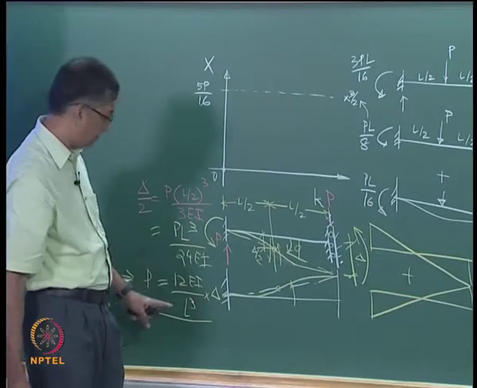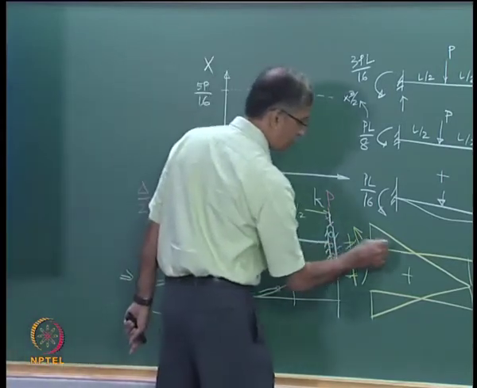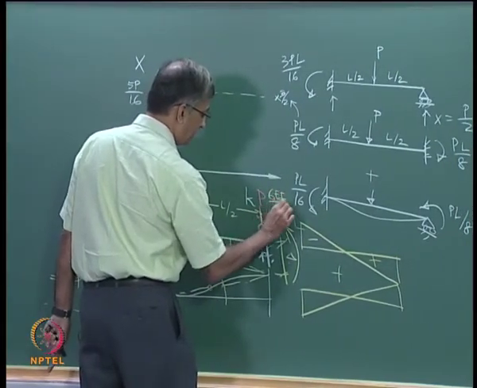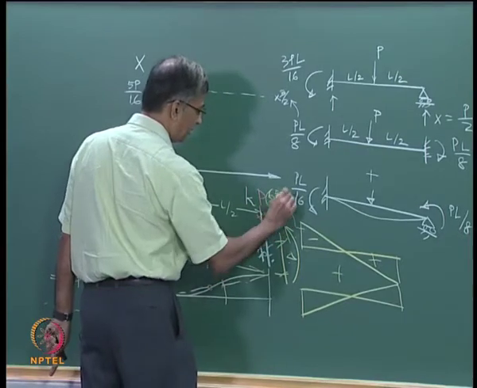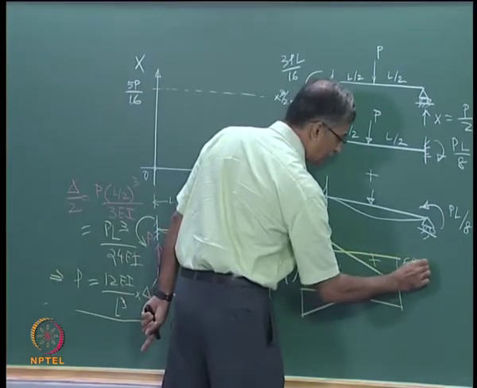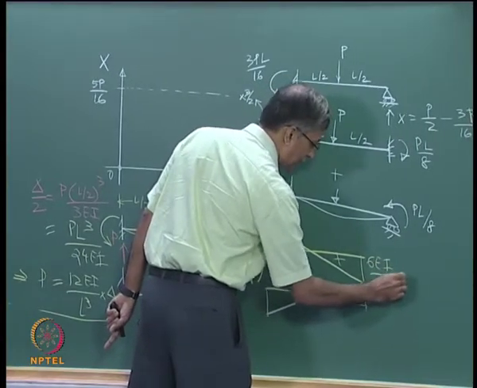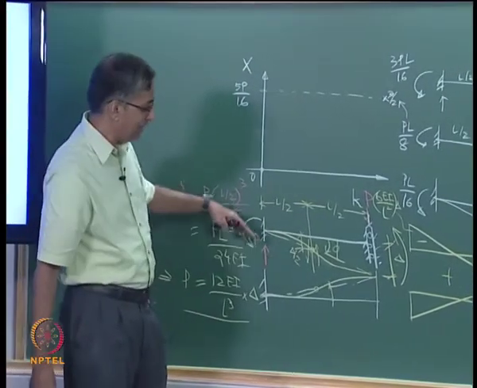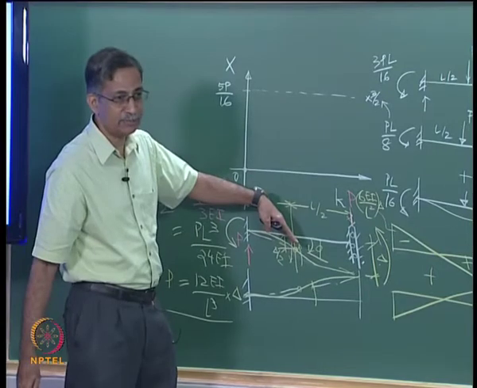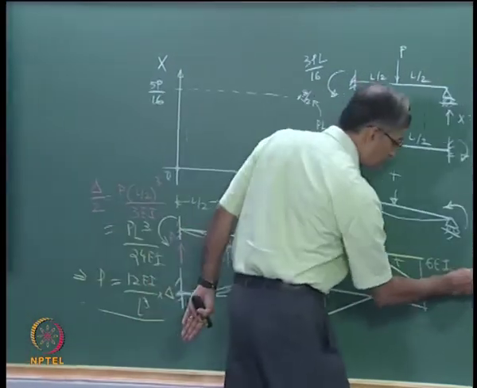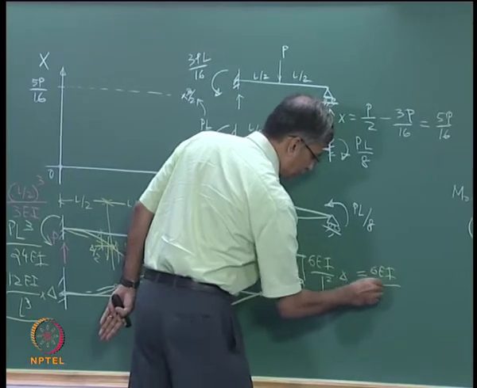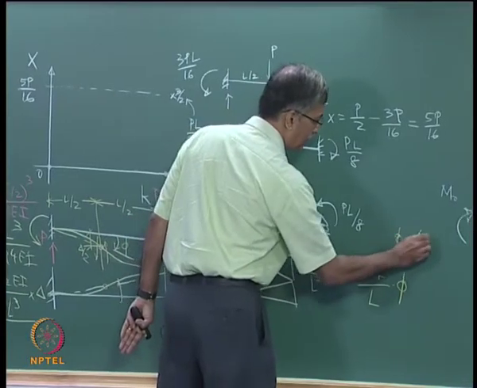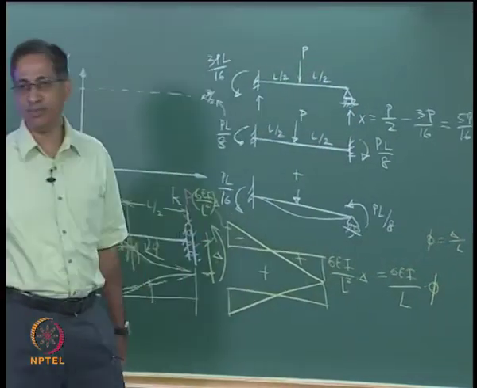P into L by 2 is how much if P is this? So it turns out to be, the moment is 6 EI by L squared into delta. These are very important formulas, 6 EI by L squared into delta. So the summary of what we have done here is, if you have a clockwise chord rotation, you can also write this as 6 EI by L into chord rotation phi, because phi is delta by L, assuming delta is very small compared to L.